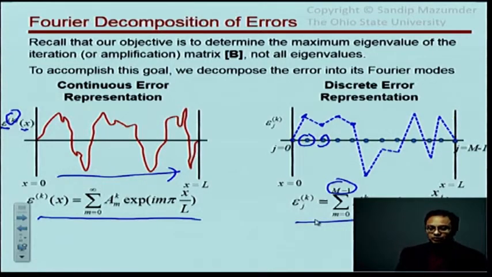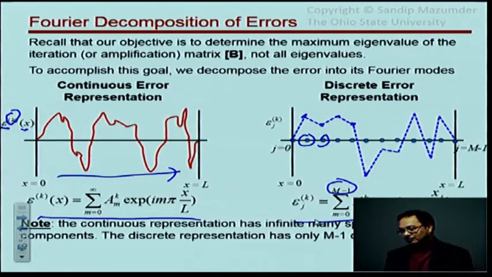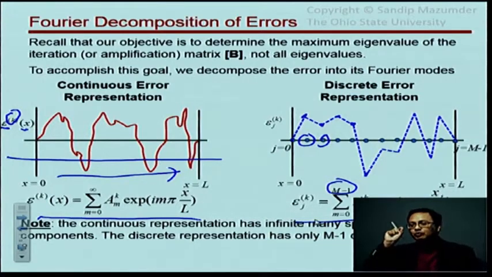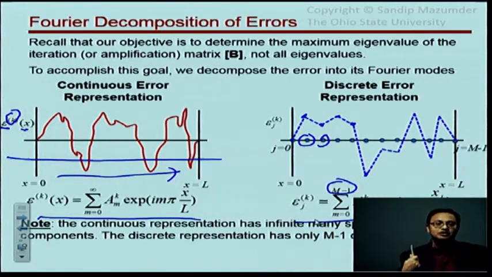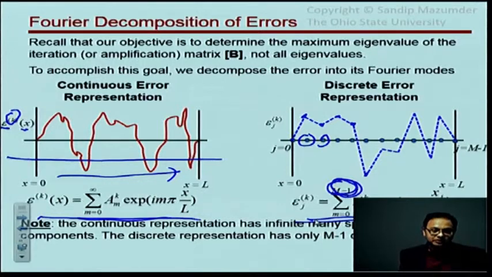Okay, and why is that? That's because if you have, let's say, 10 points, any wavelength in the error that I have drawn here, the continuous curve, any wavelength that is smaller than the grid spacing cannot even be resolved. Okay, so therefore you have to have a finite number of terms in the Fourier series, because the Fourier series cannot support wavelengths that are smaller than the grid size in this case. Okay, so that's why we have a finite number of terms here. So the only difference between this representation and that representation is in the total number of terms in the Fourier series that we are using. Okay.